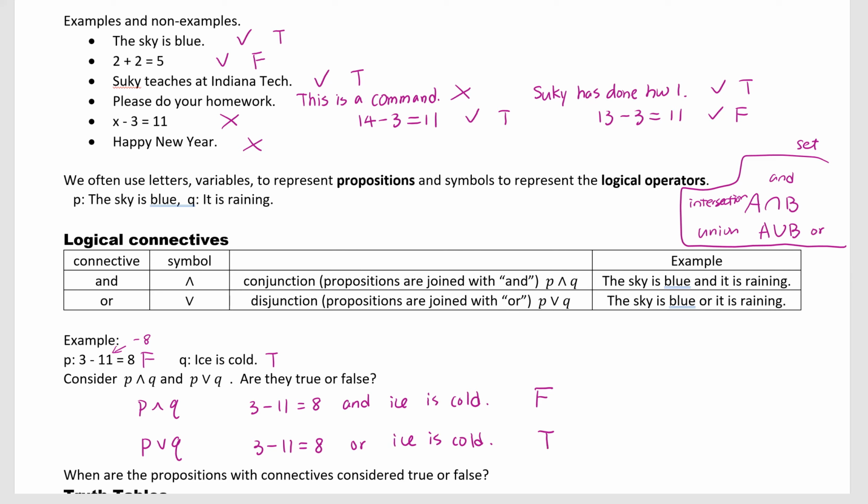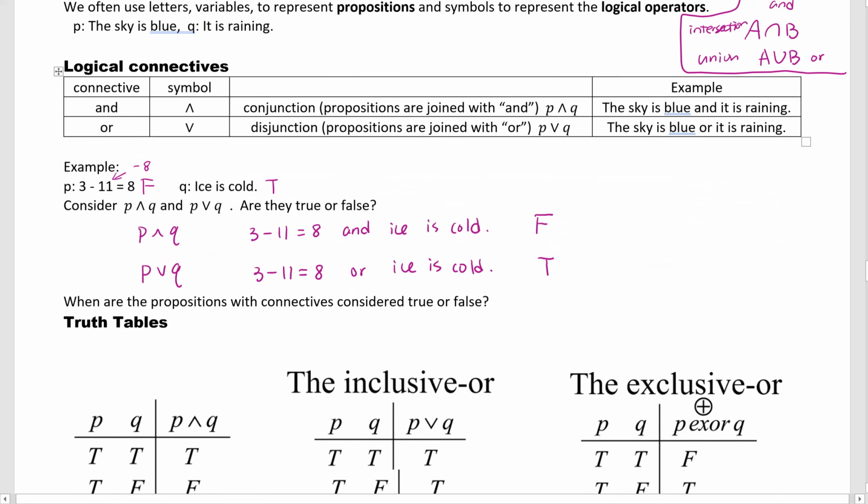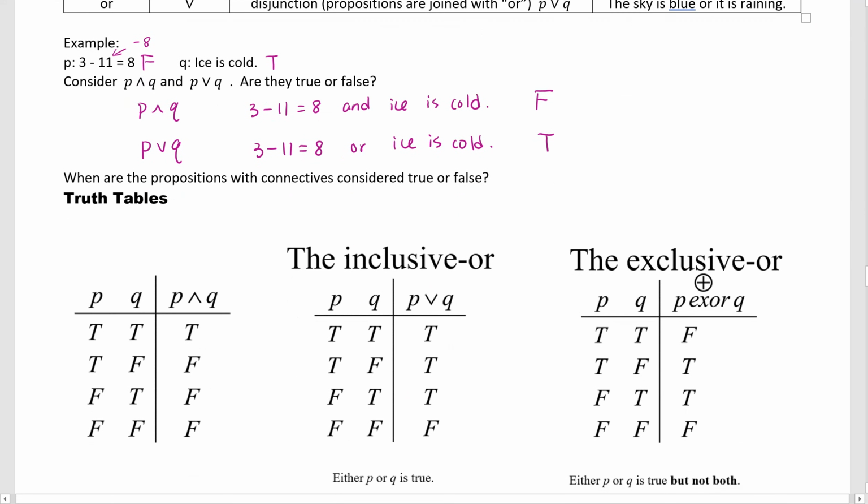Okay, so far so good. Alright, so when are the propositions with connectives considered true or false? Here we need the truth tables. So this is truth tables. We have P and Q on the left, and then we have P and Q, or P or Q, okay? So it's whatever logical connectives between the propositions, okay?